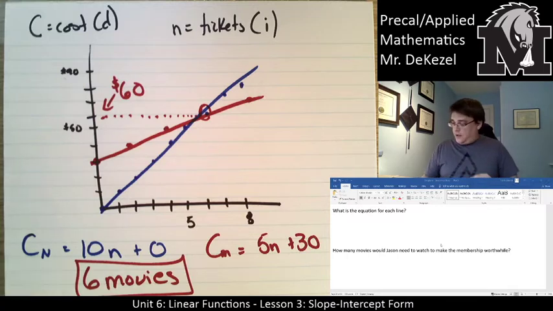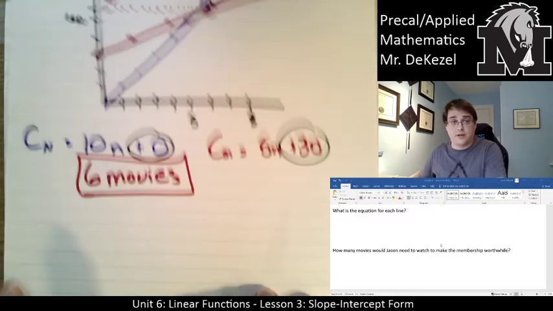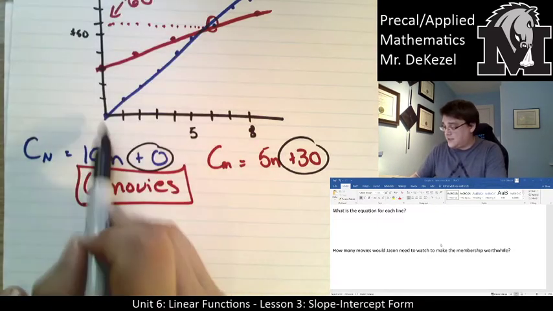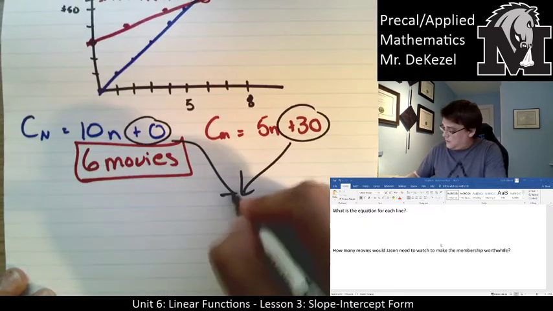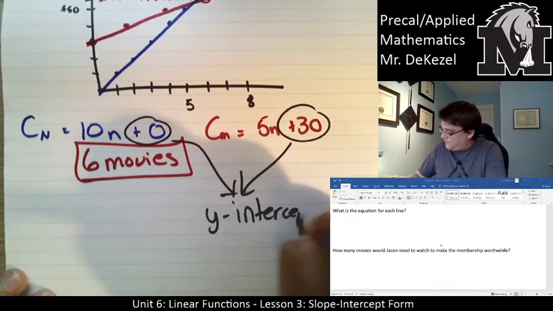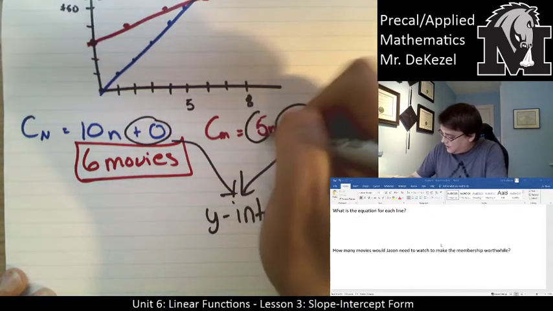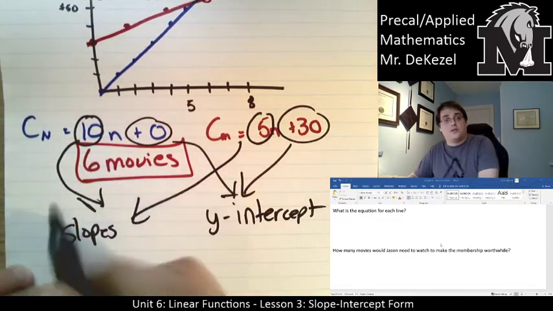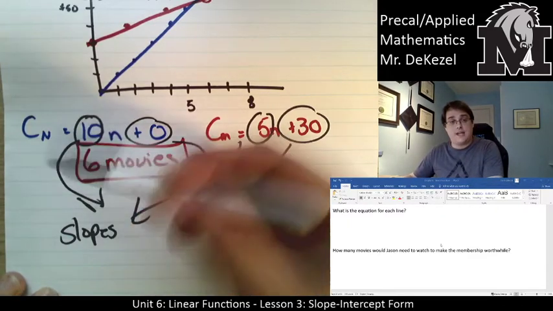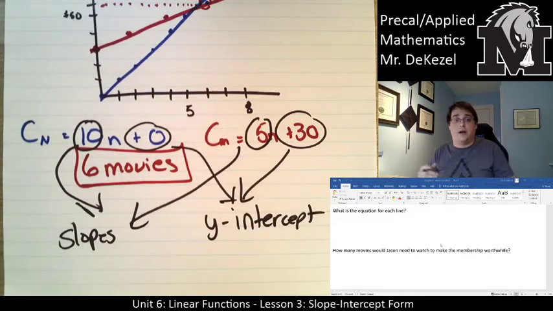Now, the last portion that we added on here and here, those are known as the y-intercepts. You can see from the graph that that is where it crosses the y-axis, at zero for the blue line and at 30 for the red line. So these are the y-intercept portion of the slope-intercept form. This portion here and here, the 5 and the 10, those are the slopes. Every one you go over, you go up 10. Every one you go over, you go up 5 for the red line. That is the definition of a slope, rise over run.